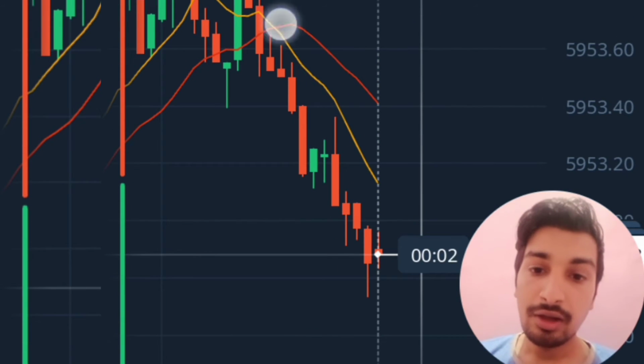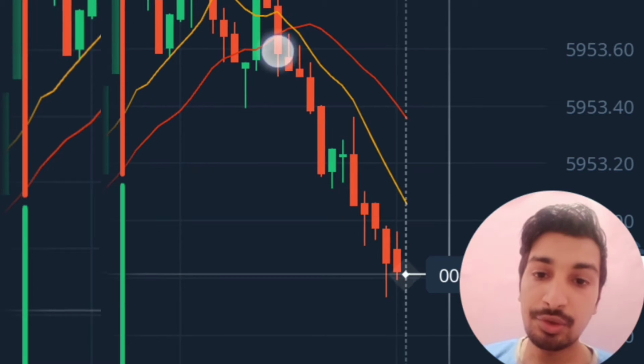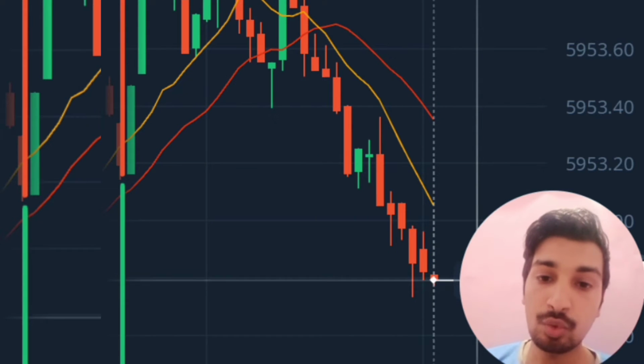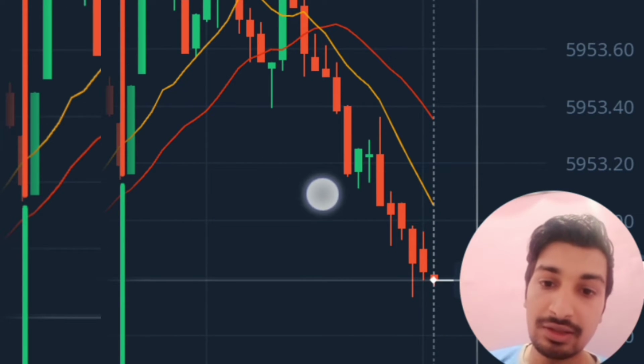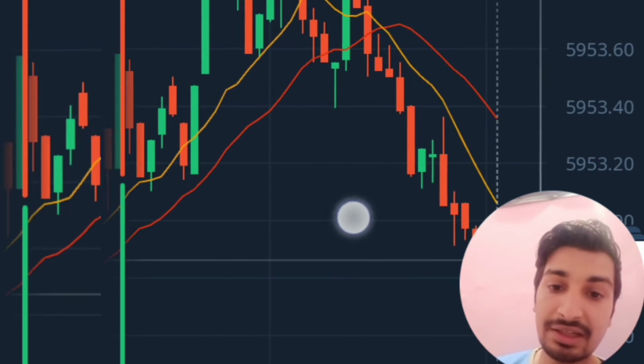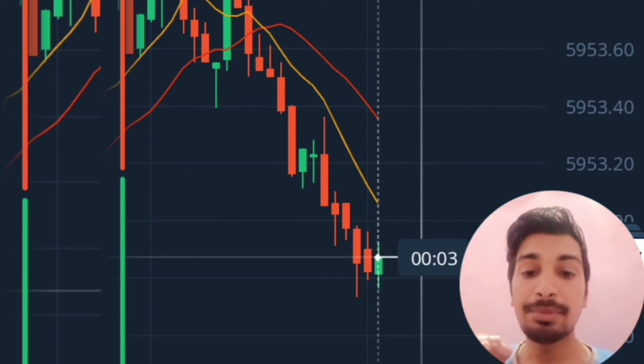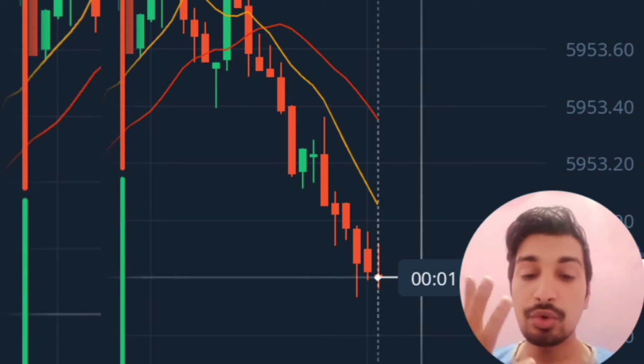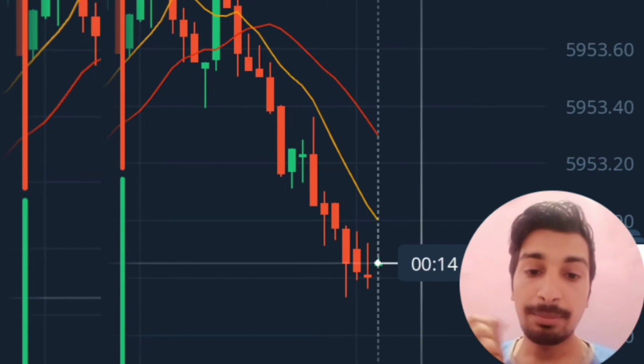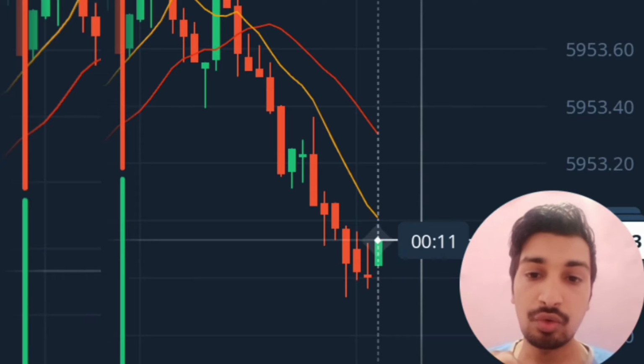See here, after this prediction, I told you yellow line has crossed the red line downward. So the company will fall down. See, there is a continuous downward movement. You can clearly see that there is a continuous downward movement. So it is so simple to predict the movement of the company. You don't need much knowledge. See, the price has continuously kept falling down.